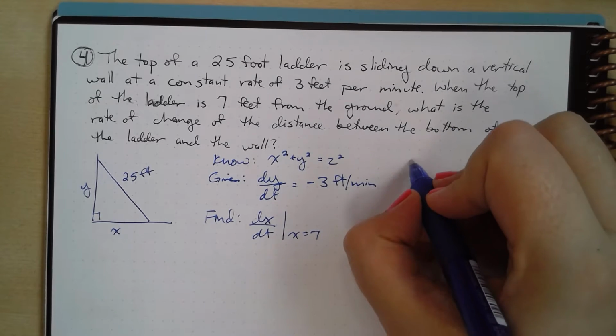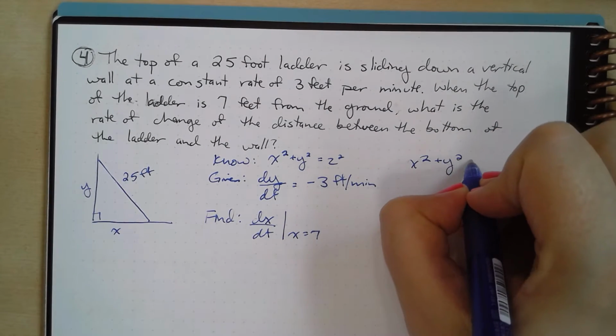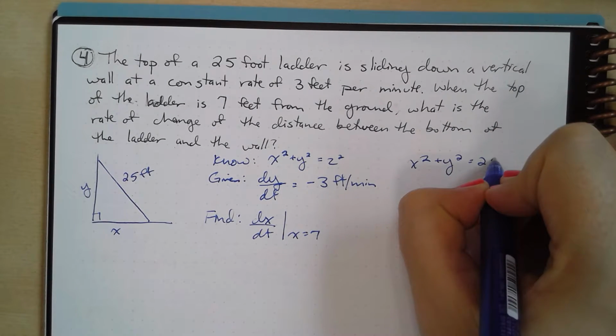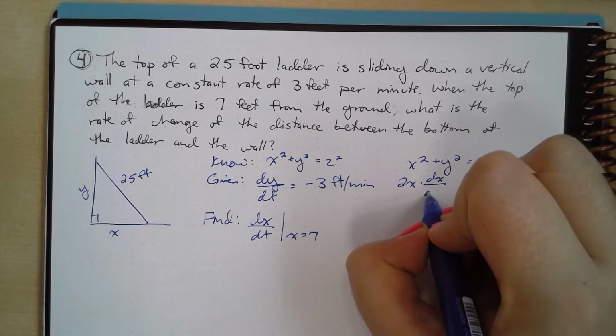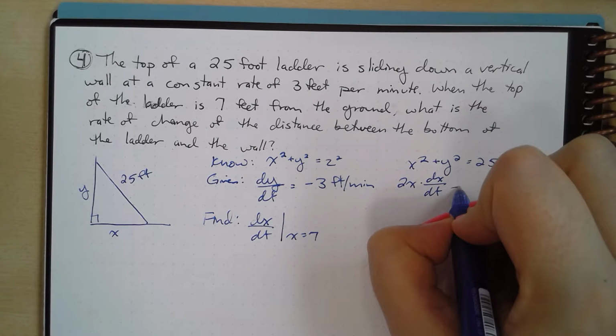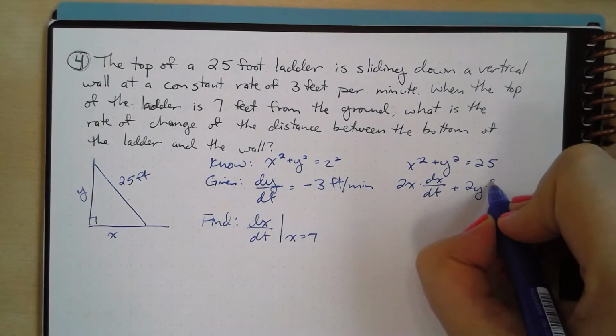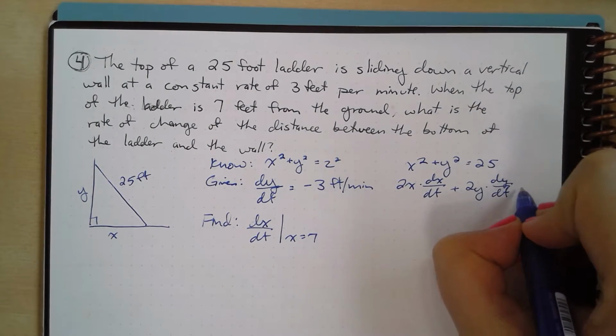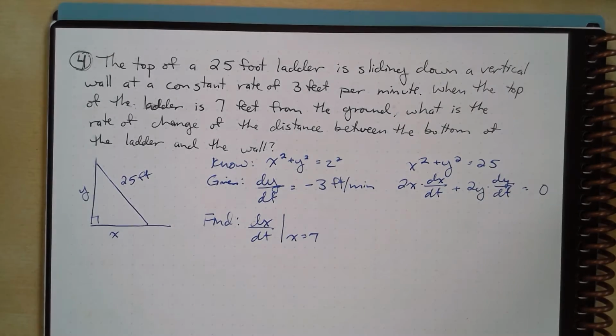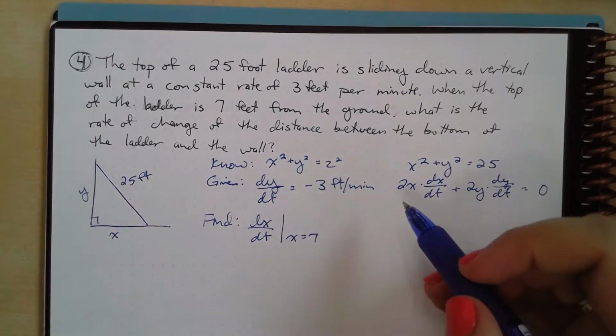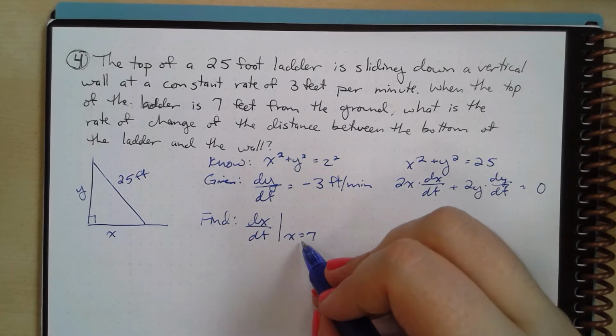Okay, so actually we have our value here for z, it's 25. So I'm going to say that x squared plus y squared is equal to 25. And I use implicit differentiation. So 2x times dx over dt plus 2y times dy over dt is equal to 0. Nice and easy.